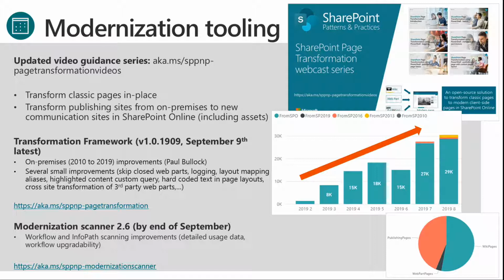Then the last one is the scanner. Version 2.6 is coming by the end of the month. The two main improvements there are workflow and info scanning improvements. Both have been there since the 2.5 release in a first version, but we plan to mature them and get them out of beta state with the 2.6 version of the scanner.